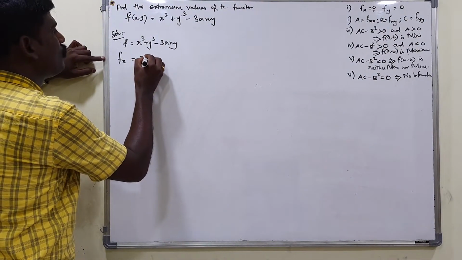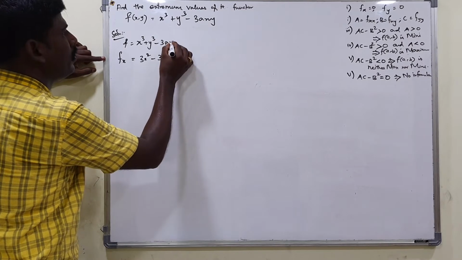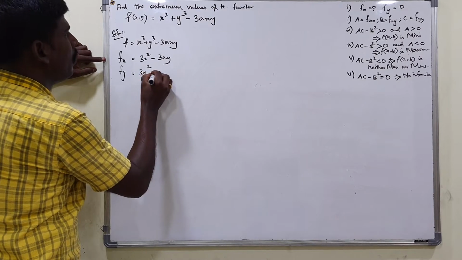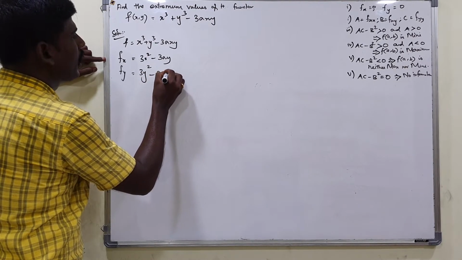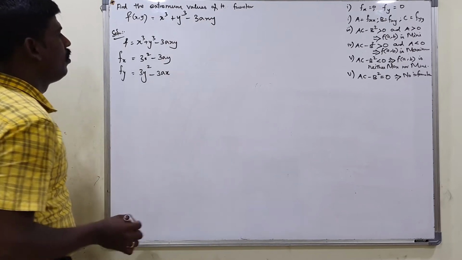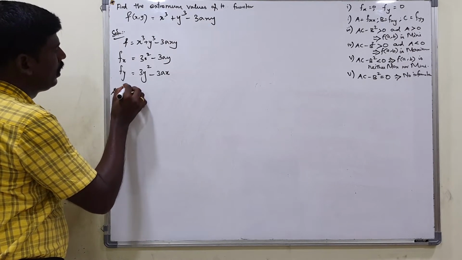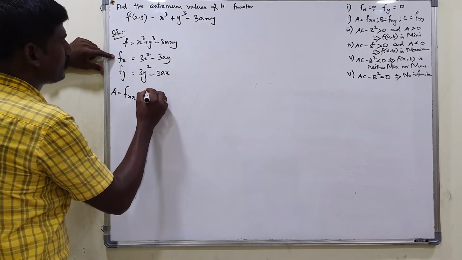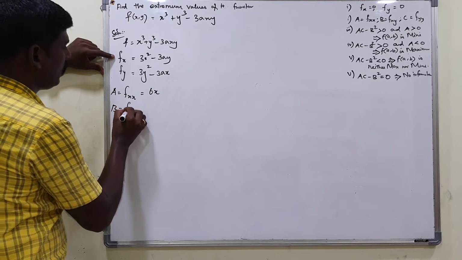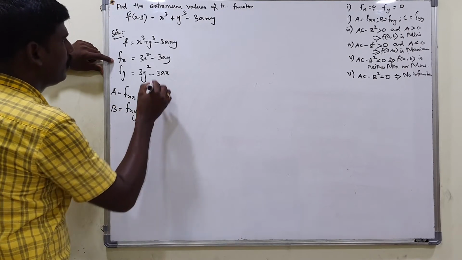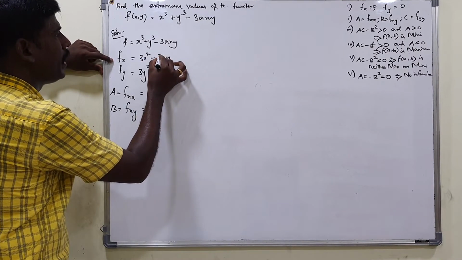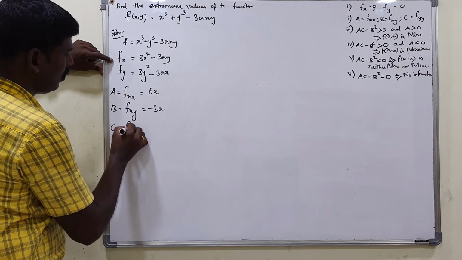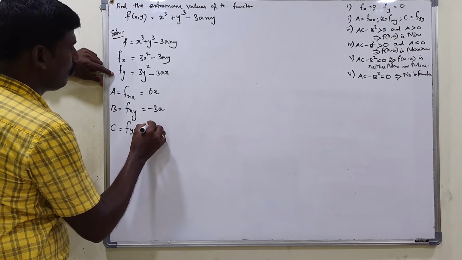So what is fx? 3x square minus 3ay. X becomes 1. What is fy? This becomes 0. 3y square minus 3ax into 1. Y becomes 1. So what is a? F double x. Once again differentiate partially with respect to x. So it becomes 6x. What is b? Fxy. What is fxy? This becomes 0 minus 3 into 1, that means minus 3a. So what is c? F double y, which is 6y.